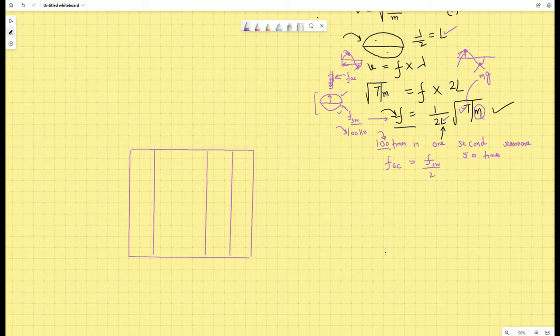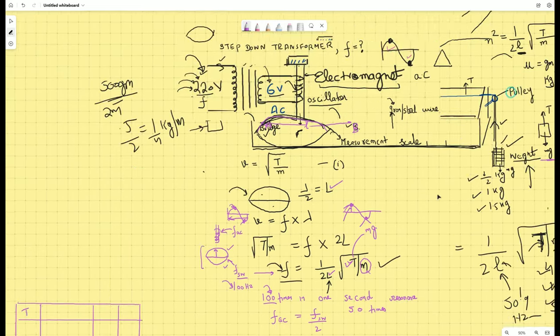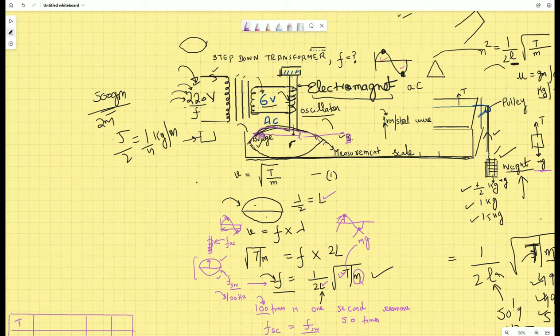Let me just give you an insight as to how to do the experiment. The first thing is you have to vary the tension in the string, which is nothing but the weight associated with it. If you see the diagram, there is a weight on this side. This is equal to the tension. So keep on adjusting the tension.